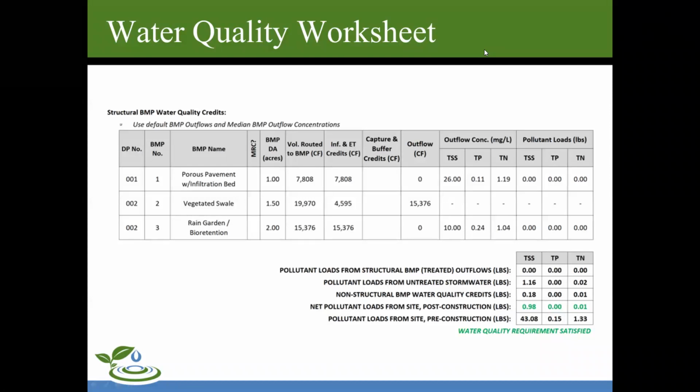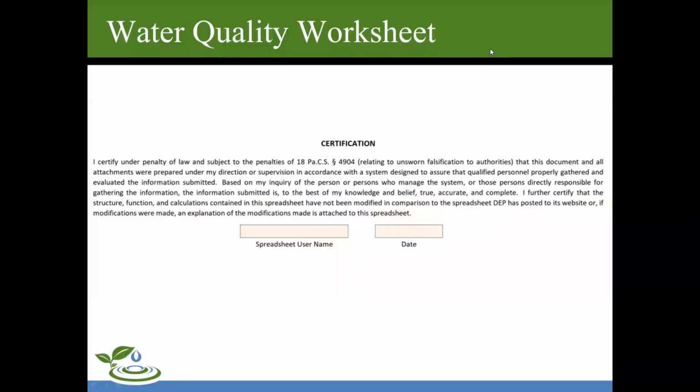Once all information has been entered and all calculations have been performed, a water quality compliance determination will be produced. And finally, once the design is complete and all requirements have been met, the designer will certify that the information provided is true, accurate, and complete by filling out this section.